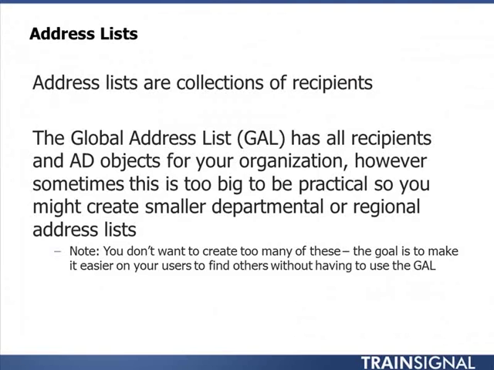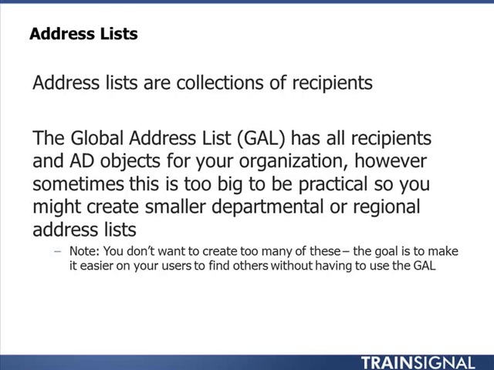Address lists are collections of recipients. So when you have an organization, you start off with a few default address lists, and the real big address list that everyone typically uses is the Global Address List, or GAL. And this has all recipients and all Active Directory objects for your Exchange organization.